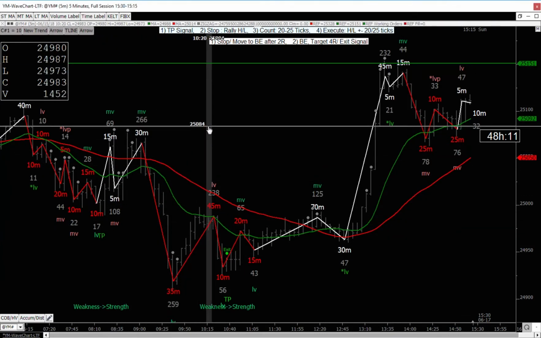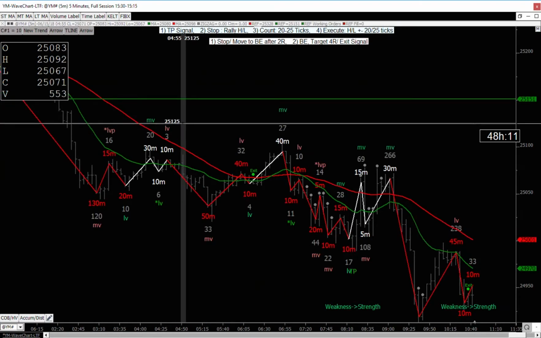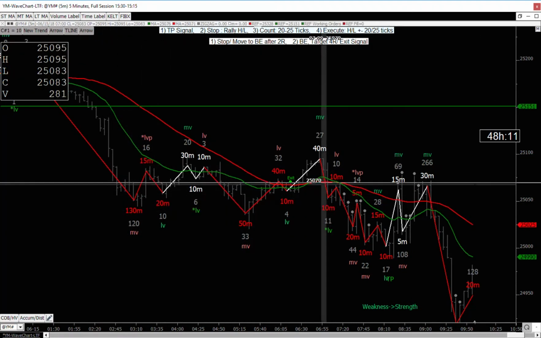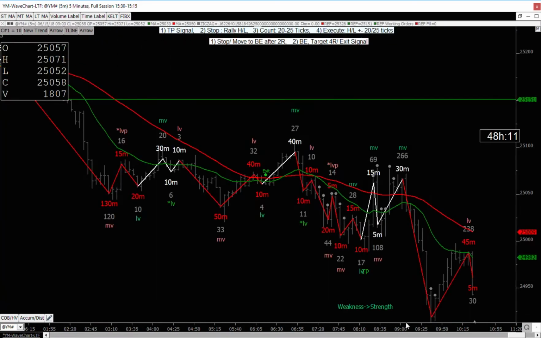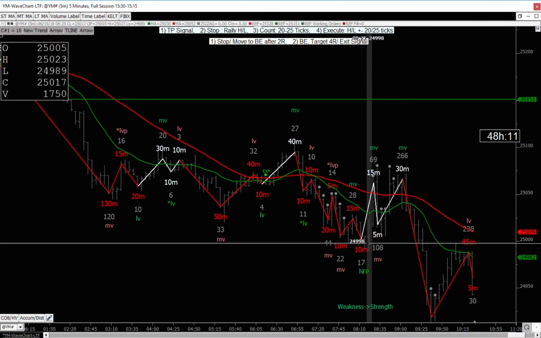Alright, this is a trend review of the Dow. There were trades today. Anyway, it was in a downtrend, right? So down, down, down, down, down, down. And then over here where it says weakness to strength, that was the first trade.